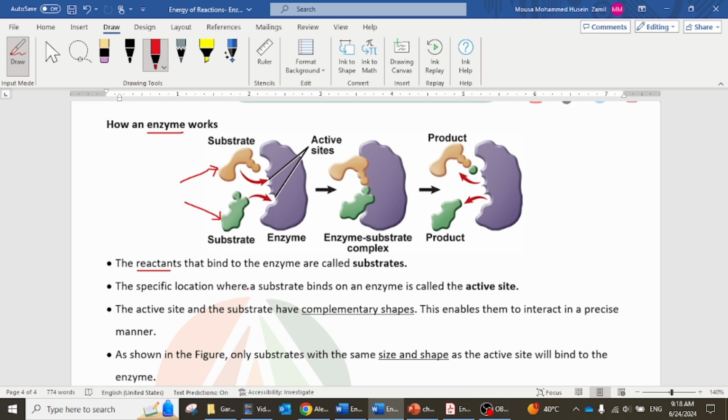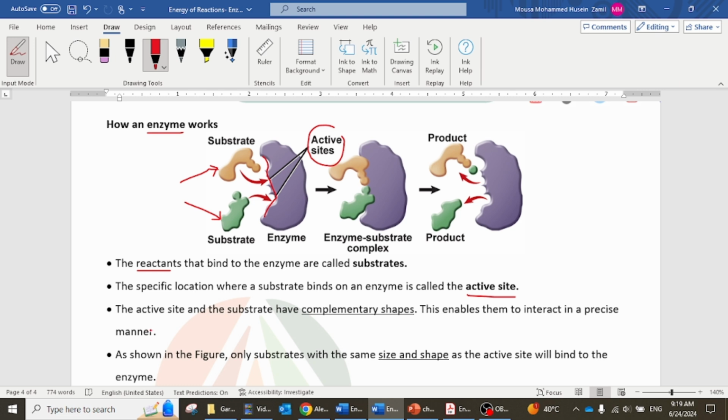Where do they bind to the enzyme? In this very special area over here, as you see. This location of the enzyme is called the active site. So this is the active site. The active site is the location where the substrates bind to react with each other.